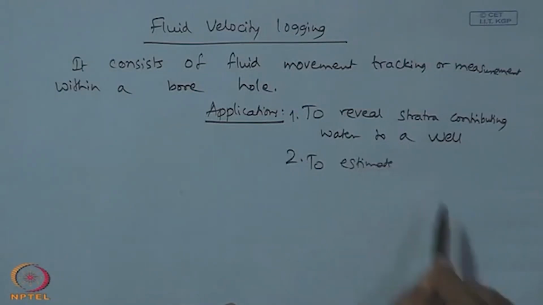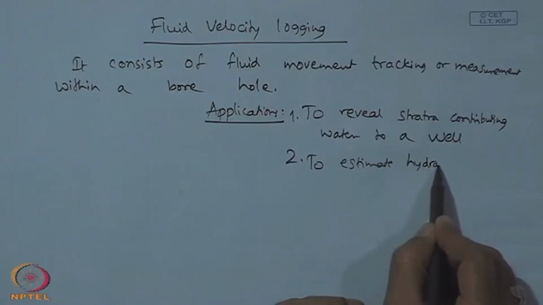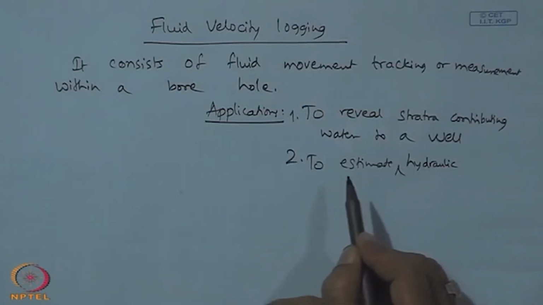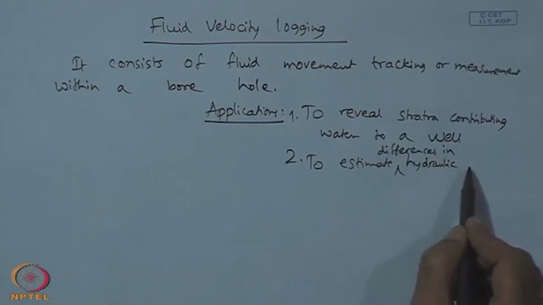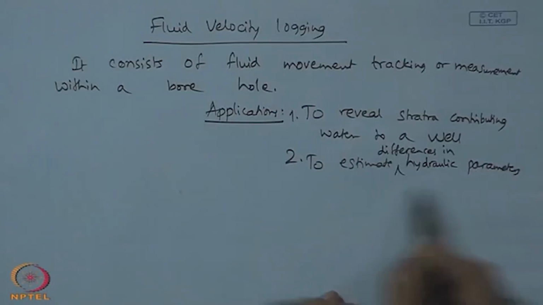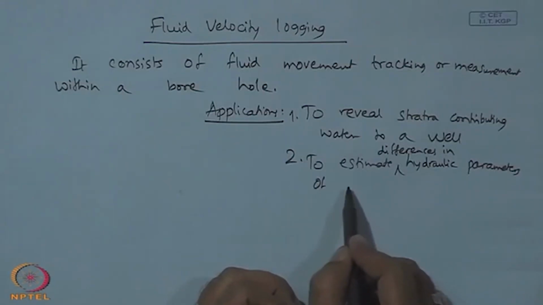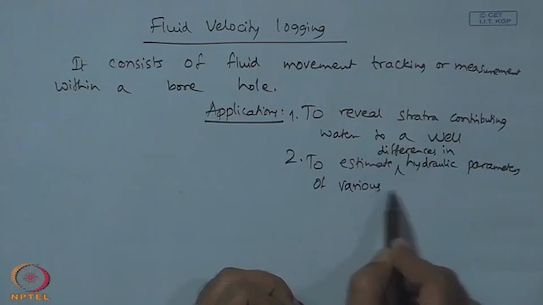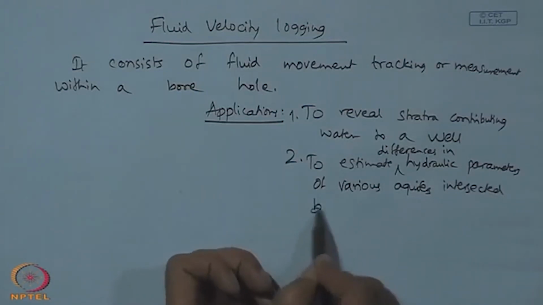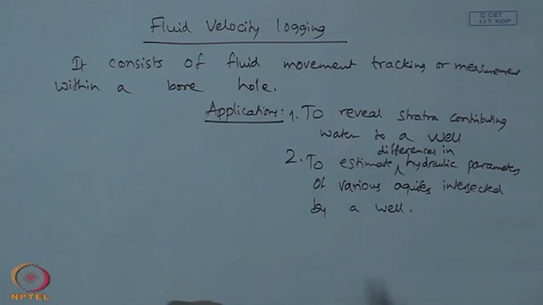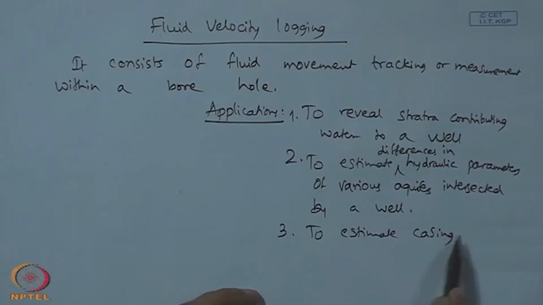second, to estimate the differences in hydraulic parameters of various aquifers intersected by a well; and thirdly, to estimate casing leakages, the leakages in the casing pipes.